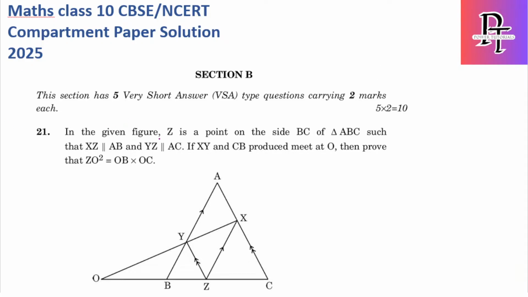The question says: in the given figure, Z is a point on the side BC of triangle ABC such that XZ is parallel to AB and YZ is parallel to AC. If XY and BC are produced to meet at O, then prove that OZ square is equal to OB into OC.